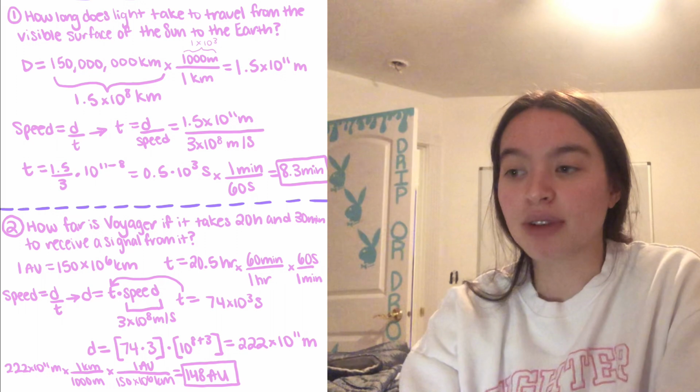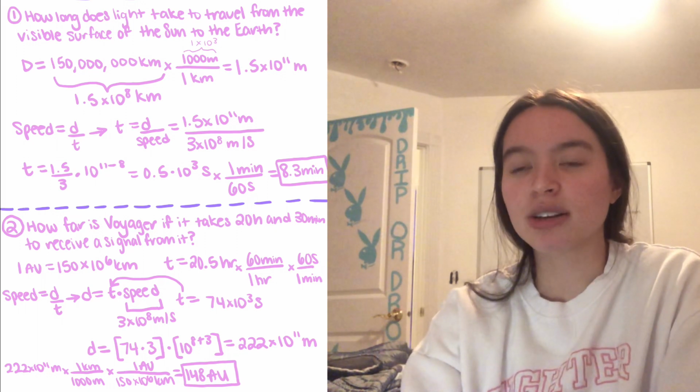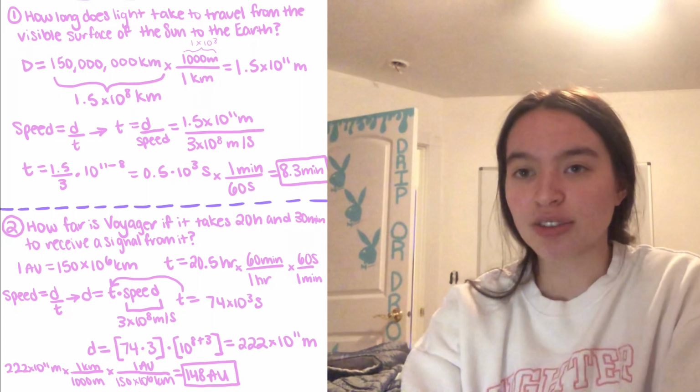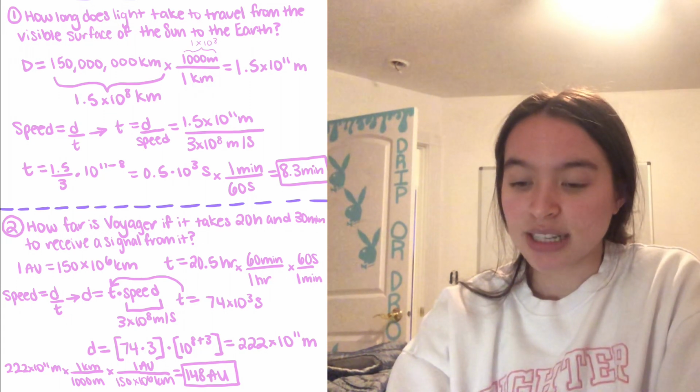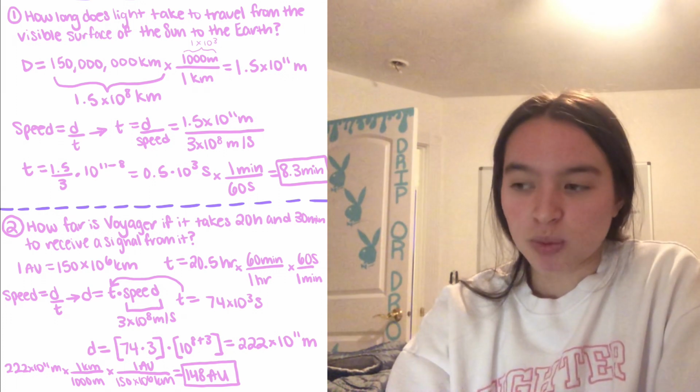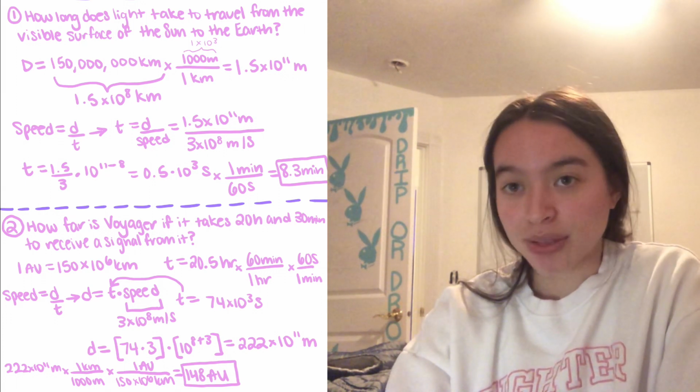Solve that, you're going to get 1.5 times 10 to the 11th meters. From there, you need to recognize that you need to use the speed equation, and speed equals distance over time. All you need to do is switch it around a little bit, solving that and using our scientific notation rules from before and converting into minutes as well. You're going to get a final answer of 8.3 minutes.